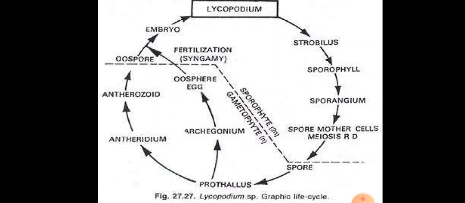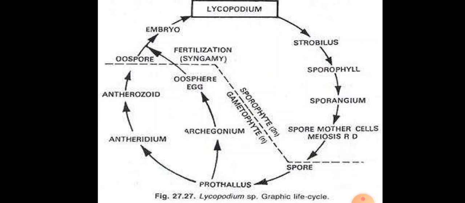This is an illustration. It is handwritten. This is a Lycopodium. We have the strobilus. From the strobilus we have the sporophylls. From the sporophylls we have the sporangium. The sporangium consists of spore mother cells. They undergo meiosis, the reduction division. The spores will be produced. From the spores we can produce the oospores. From the oospores we go to the embryo. From the embryo we have the new prothalli, and from prothalli to Lycopodium.